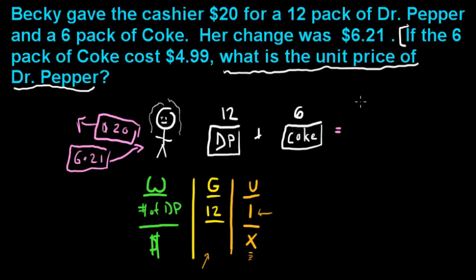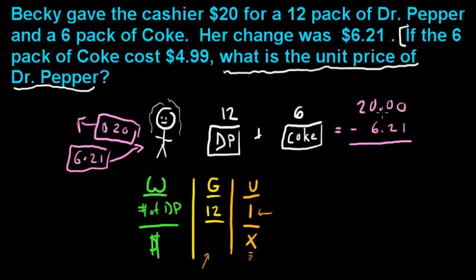Dr. Pepper equals the $20 that she gave the cashier minus the $6.21 that she got back. That will tell us the total price. Okay, so this is a borrowing equation.